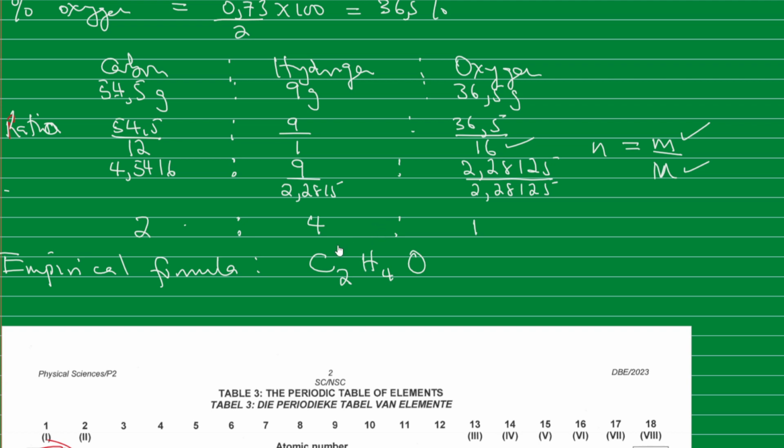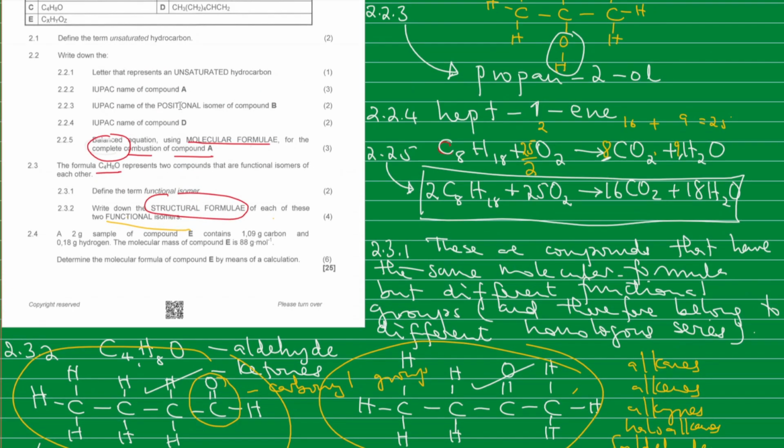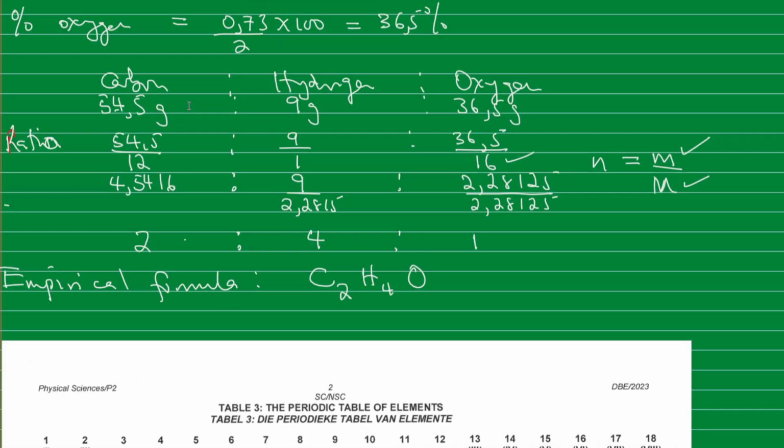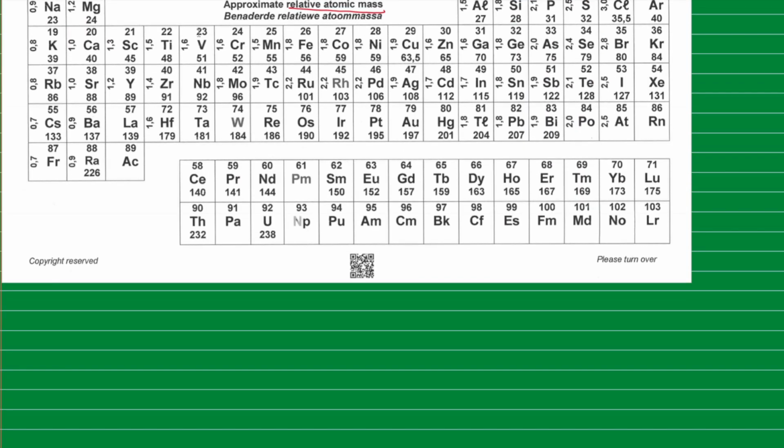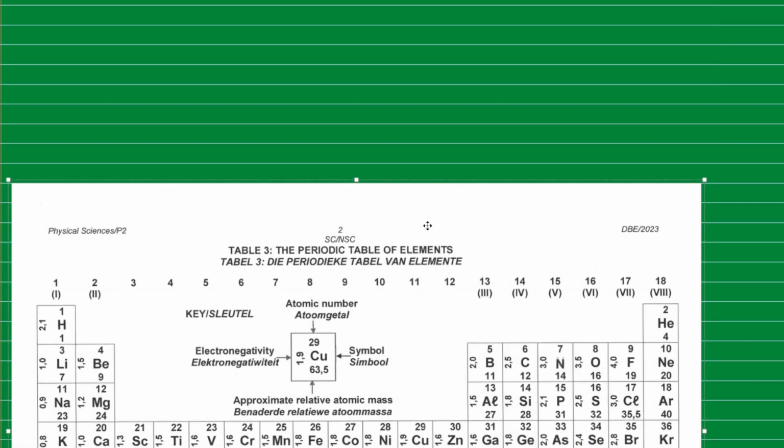Now after finding the empirical formula, let's come back to the question here. What is it saying? We are given that the molecular mass of compound E is 88 grams per mole. The molecular mass of compound E is 88 grams per mole. I'll move this one down.